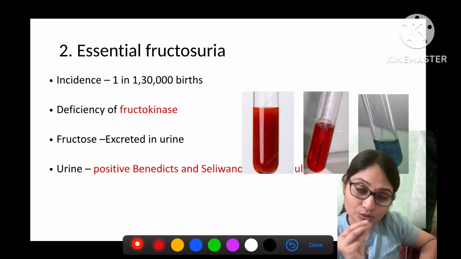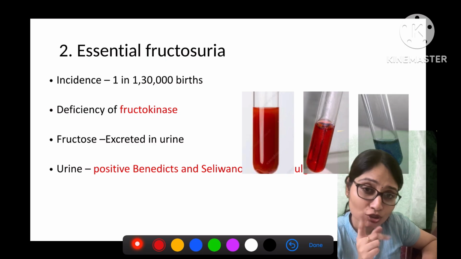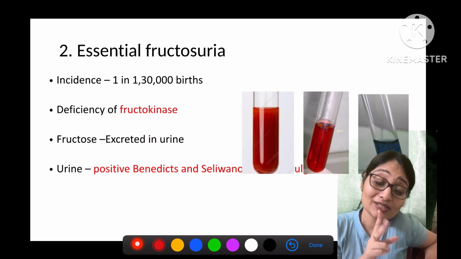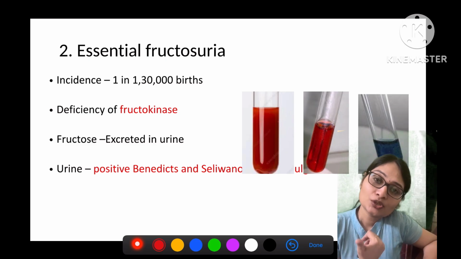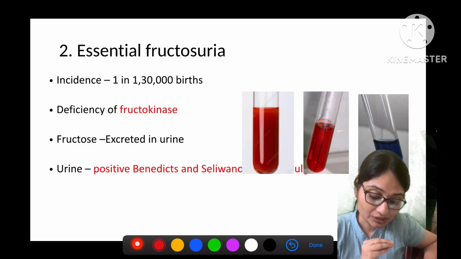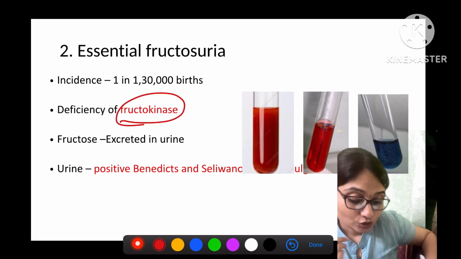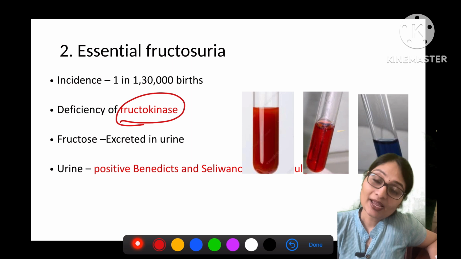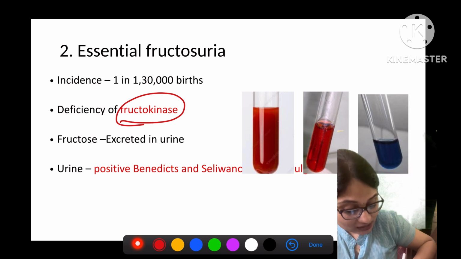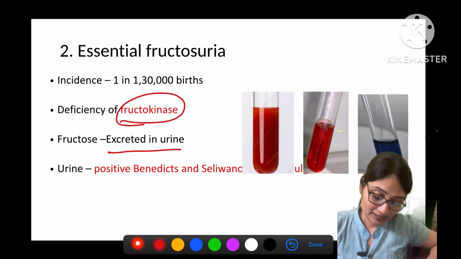Now let's move on to yet another condition, because there were two enzymes, and there should be disorders associated with both of them, right? With the second enzyme, aldolase B, the condition was called hereditary fructose intolerance. We saw all the features of hereditary fructose intolerance. There was one other enzyme, which is fructokinase. Fructokinase enzyme deficiency results in essential fructosuria. The only manifestation here is excretion of fructose in urine, nothing else. Otherwise, the patient is all healthy and fine.